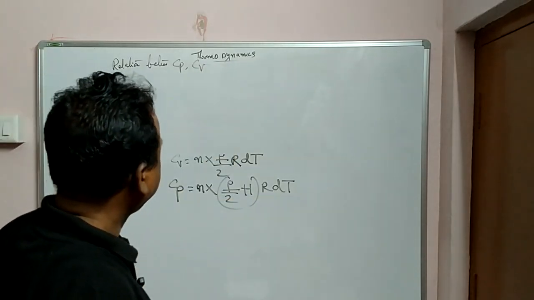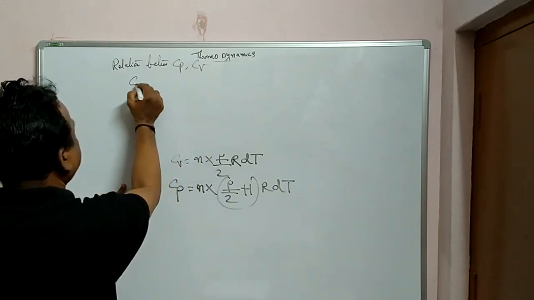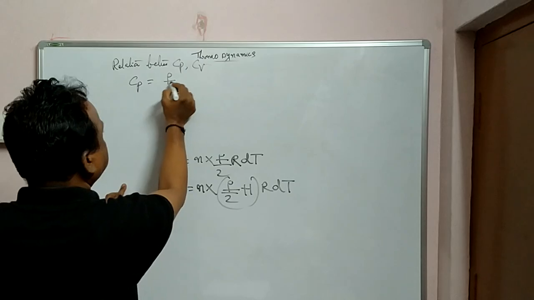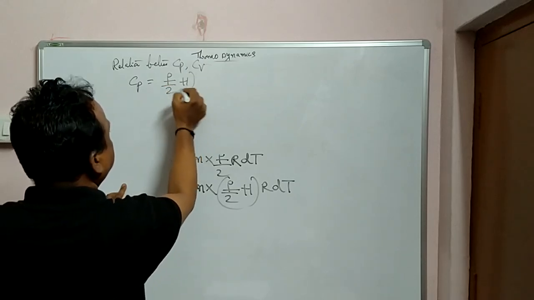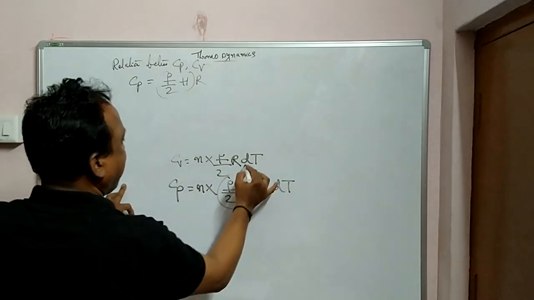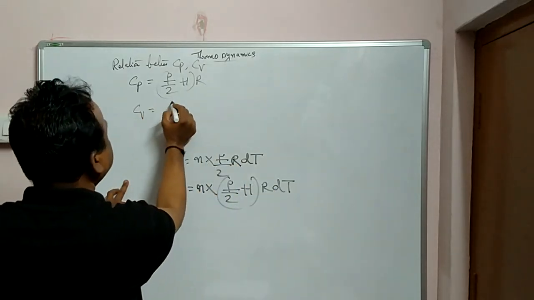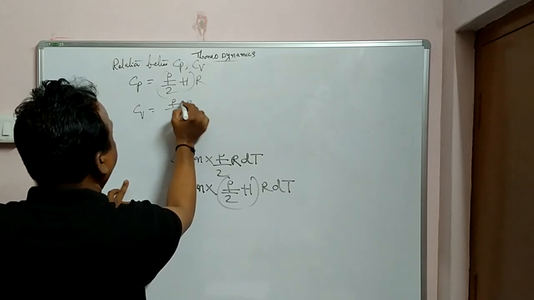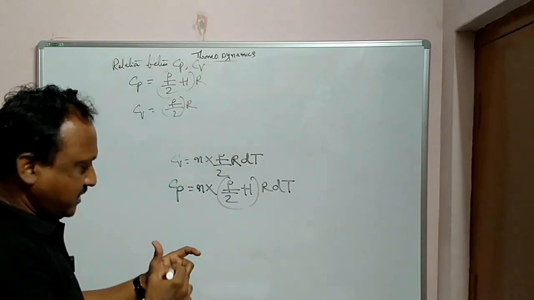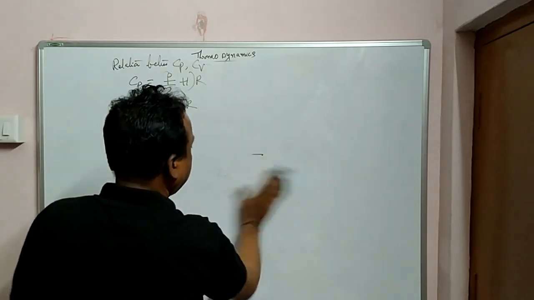ఒకసారి దీన్ని చూడండి. ఇది n మోల్స్కి ఈక్వేషను. ఈ రెండు ఈక్వేషన్ తీసుకుందాం మనం. Cp ఏంటి ఫార్ములా ఇన్ టర్మ్స్ ఆఫ్ డిగ్రీ ఆఫ్ ఫ్రీడమ్? F by 2 plus 1 into R. అలాగే Cv I can write as F by 2 into R. Okay? Now I will try to write a small relation between these two. అదేంటో చూడండి.